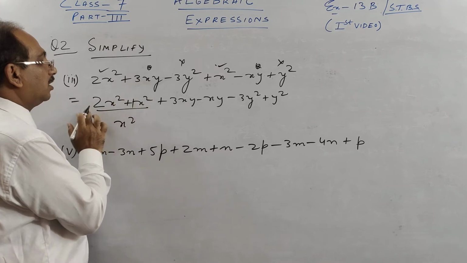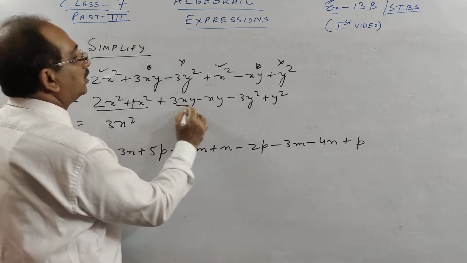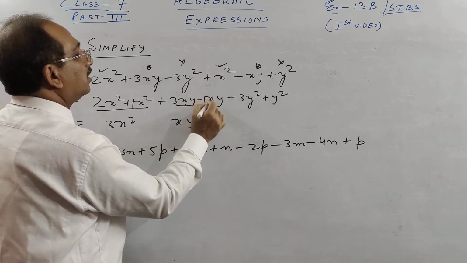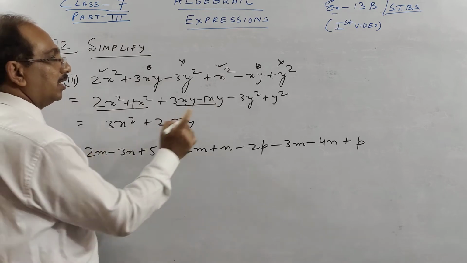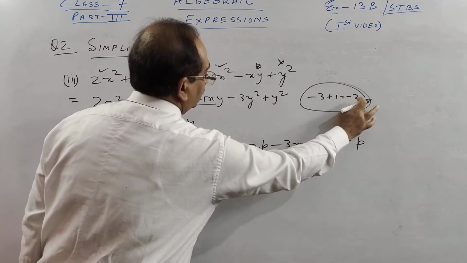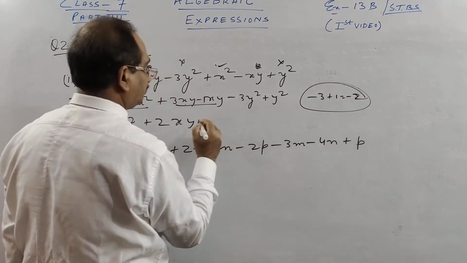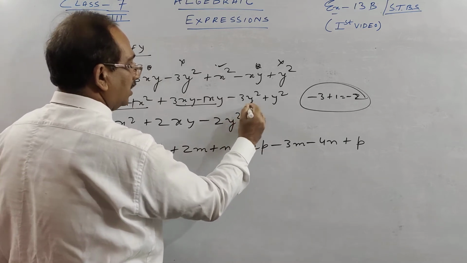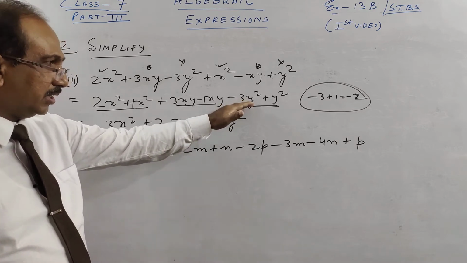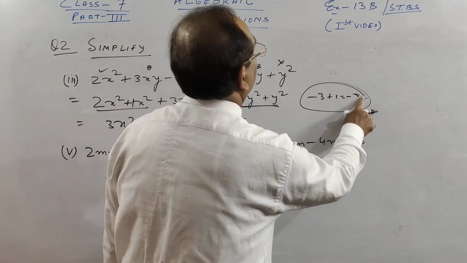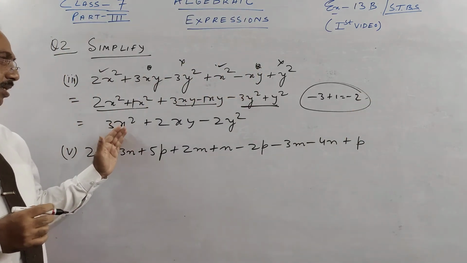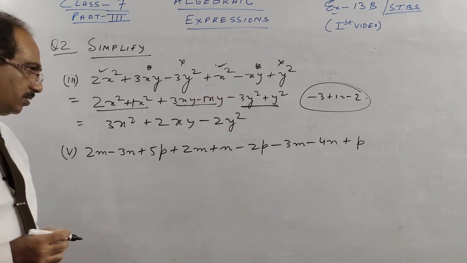2 plus 1, add the numerical coefficient, 2 plus 1, 3. Come to this. 3xy minus xy, answer will definitely be xy. 3 minus 1 is 2. Okay. And minus 3 plus 1, children, is minus 2. So minus 2y square. These two are also like terms. Y square, and numerical coefficient is minus 3 plus 1 is minus 2. So here is our answer. x with x, xy with xy, y square with y square.